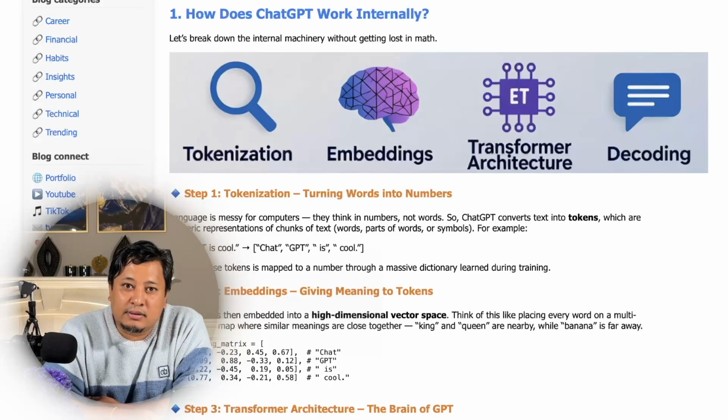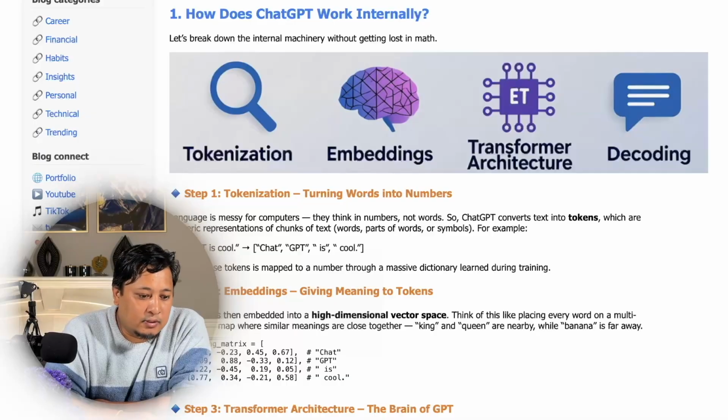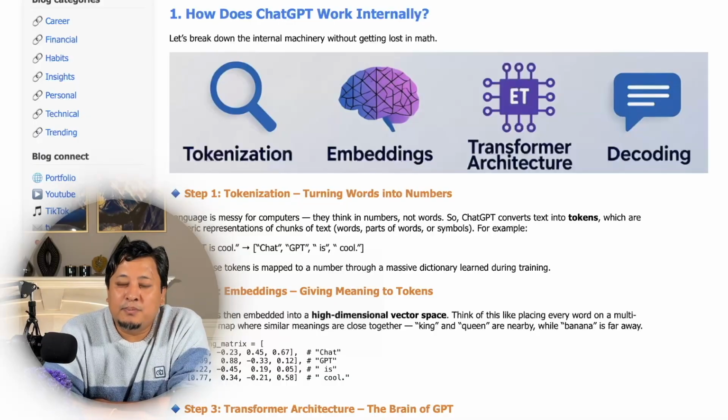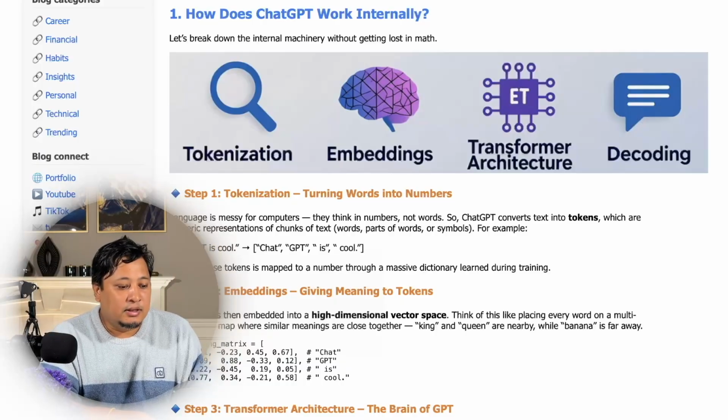Under tokenization, ChatGPT will convert the user input text into tokens, which are the numeric representation of chunks of text like words, parts of words, or symbols. For example, if the input sentence is ChatGPT is cool, then first it divides into words, and then each of these words is converted to tokens, and ChatGPT generates the numeric tokens through a massive dictionary learned during training.